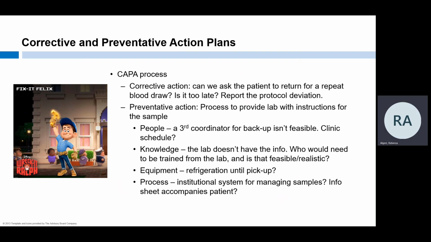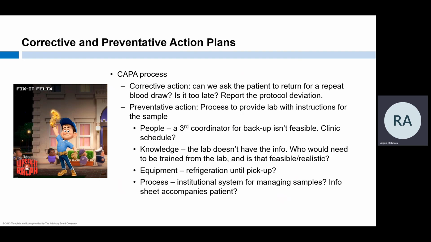To prevent the issue from recurring, we need to address the environmental causes of the deviation. Lack of personnel the day of the visit was one of the whys, but for purposes of this example, let's say a third coordinator isn't feasible. But perhaps scheduling subjects in clinic needs to be looked at to avoid overbooking. We need to come up with a plan for how the lab is going to have the information that they need. Will that be training? How will we identify who needs trained, and is that feasible?